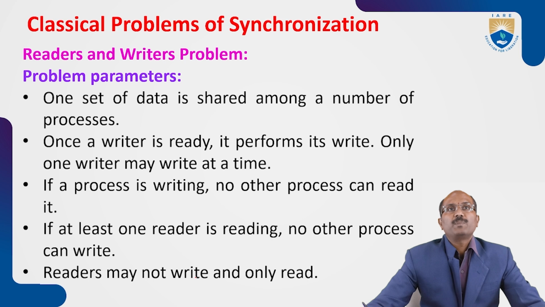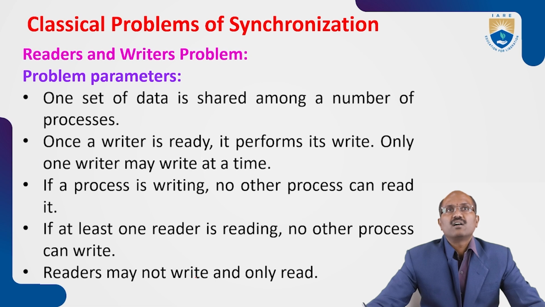The problem parameters we see here: one set of data is shared among a number of processes. Once a writer is ready, it performs its write. Only one writer may write at a time. If a process is writing, no other process can read it. If at least one reader is reading, no other process can write. Readers may not write and only read. These are the parameters we see in the readers-writers problem.